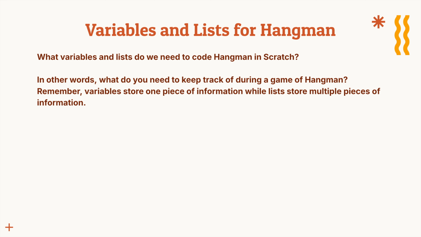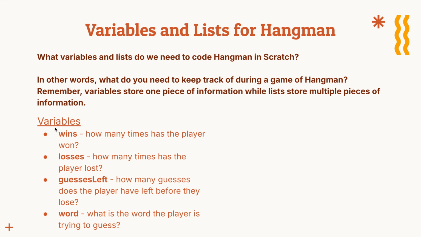Okay, assuming you guys are able to brainstorm for a bit, let's start off with the variables. For the variables, some important things you need to keep track of. First of all, the wins and the losses. You want to keep track of how many times the player has won and how many times the player lost. Next, we want to keep track of guesses left. We want to make sure we're keeping track of how many guesses the player has left before they lose.